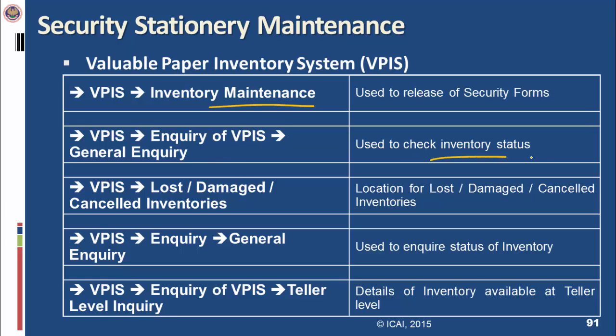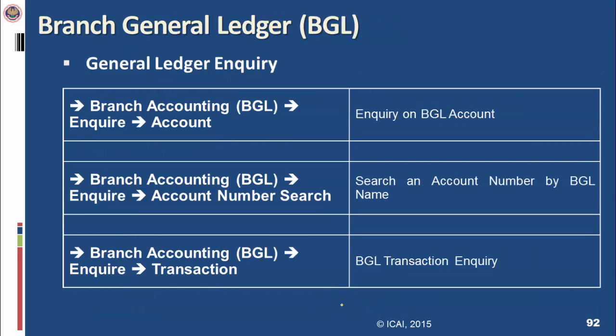So again, to check the inventory status like we do in ISRA, we can go to the VPIS, that is the valuable paper inventory system. Inquiry of VPI, general inquiry, right? Likewise, we have other options available. A general ledger inquiry, that is the BGL. At the branch side, it will be BGL, that is the branch accounting general ledger.